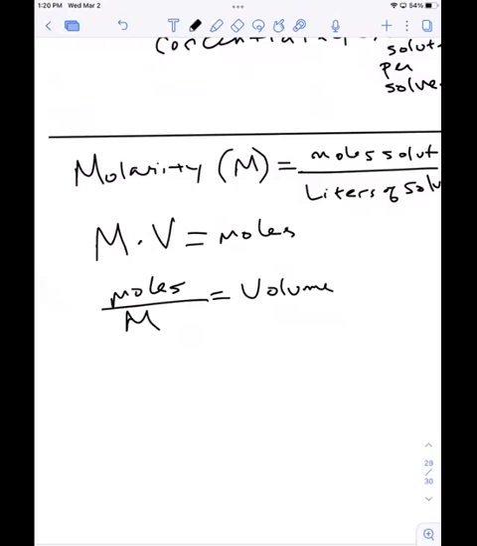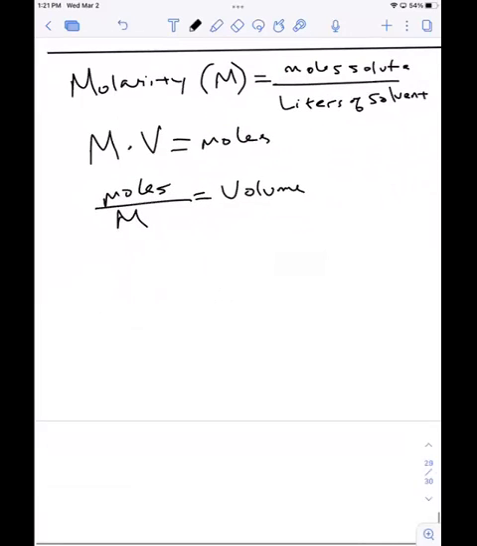Right? And again, you can take this and manipulate it however. You know, molarity is moles per volume per liter. Molarity times volume will give you moles, and then moles over molarity will give you volume. So these are the ways in which we can manipulate this relationship to find different terms. If we have any two terms, we can find the third term. All right, so let's jump in with an example.